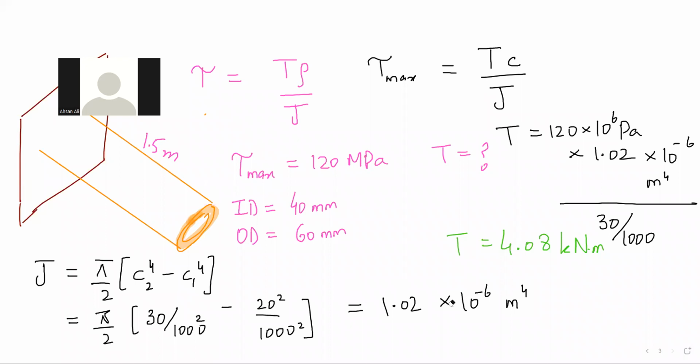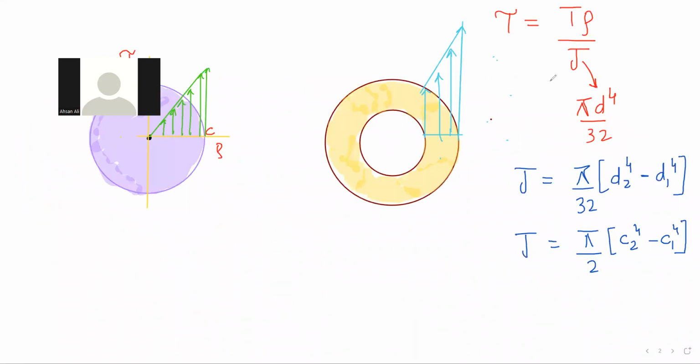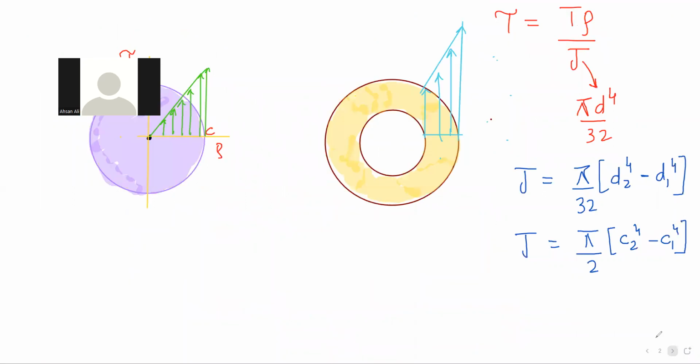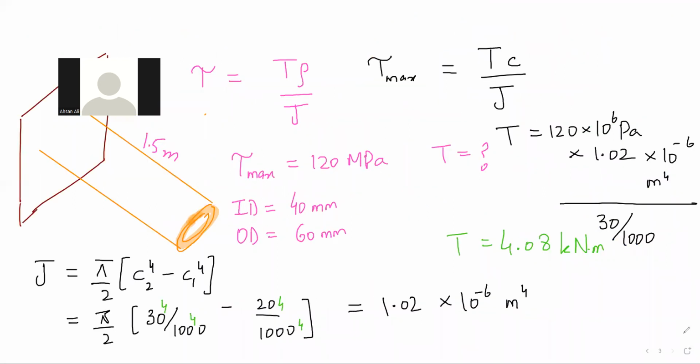But when I wrote 1.0 into 10 power minus 6, I wrote the right answer. Sorry, this is power 4. It's my mistake. Thanks for pointing out. I need to double check. One of the students said it looks like T at C. No. Oh, okay. This is T multiplied by C, everyone. Sorry for that. If it confuses, T C divided by J.